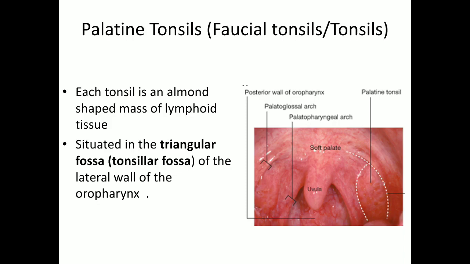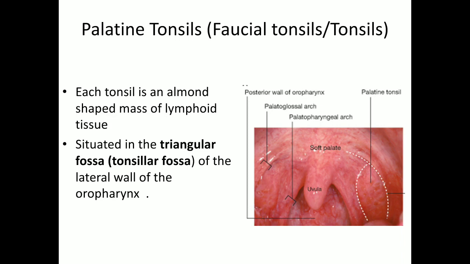Palatine tonsil, or generally they are called tonsils. These tonsils are the almond shaped masses of the lymphoid tissue which are located in the tonsillar fossa. And this tonsillar fossa is present in the lateral wall of the oropharynx.